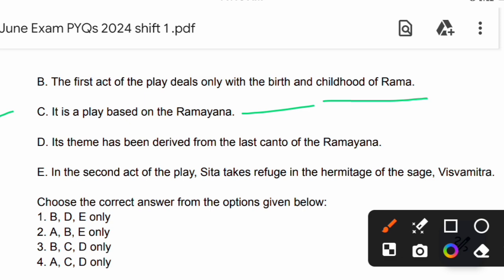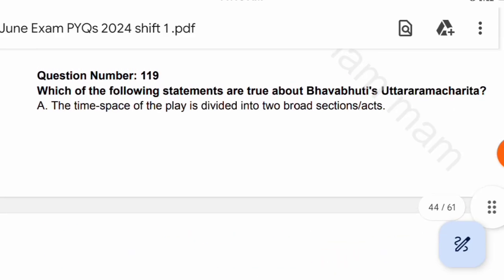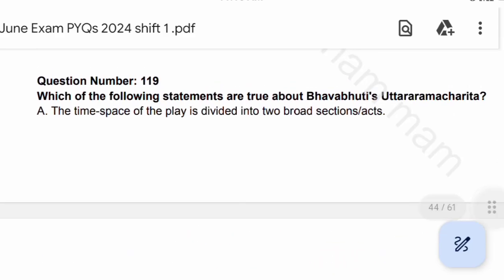Find the correct answer, everyone. The statements are too long, no? It's okay. We have also grown up, so this is nothing. So what do you have to find out? Which statements are true about Bhavabhuti's Uttararamacharita.